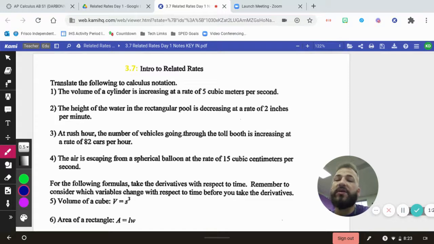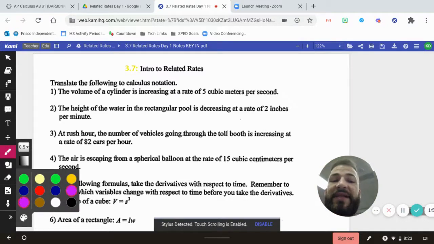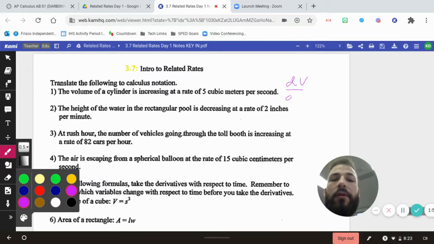The volume of a cylinder is increasing at a rate of 5 cubic meters per second. So my rate is 5 cubic meters per second, and the volume of a cylinder is increasing. Volume is what's changing over some measure of time, specifically cubic meters in volume changing over a certain amount of seconds. So the way that we're going to write this is dV dt. So the rate of change of the volume over the rate of change of time.